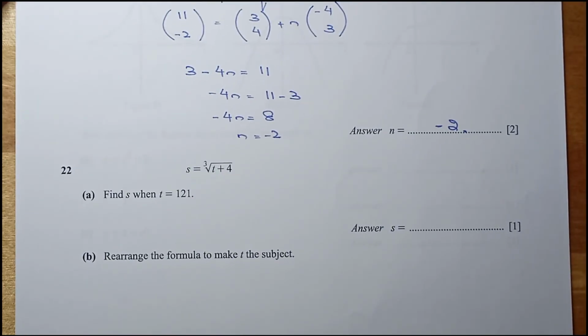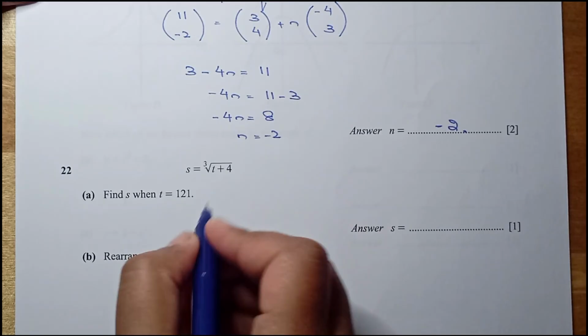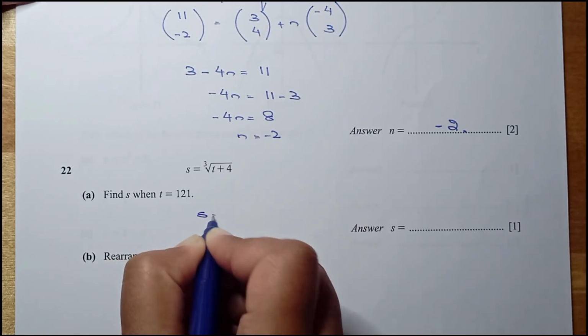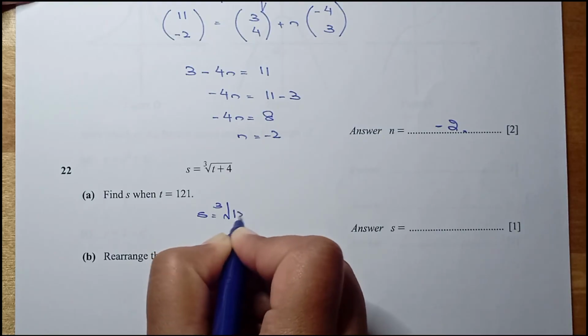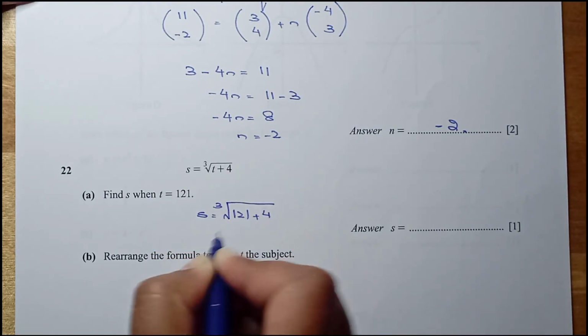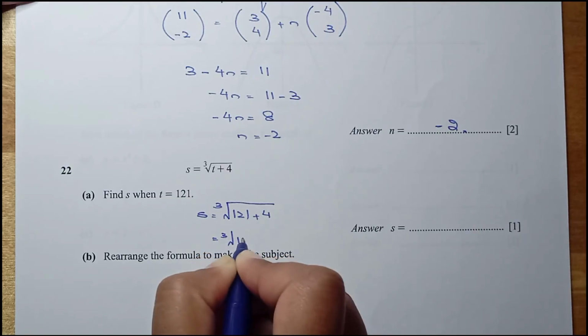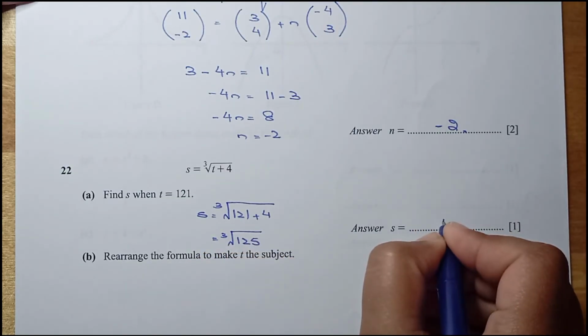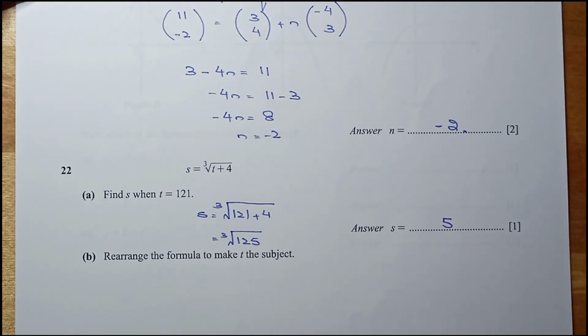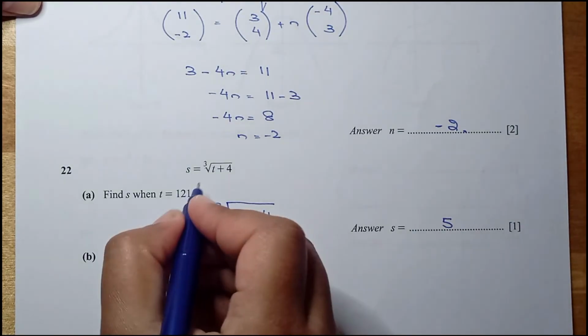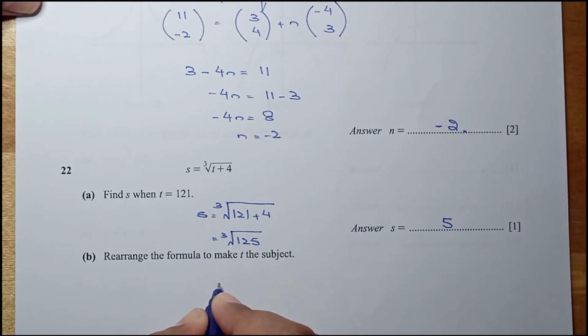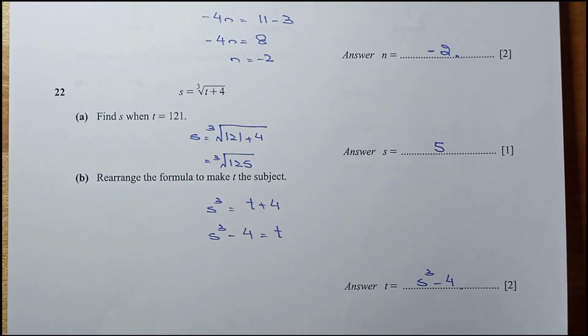Now question number 22. In A part, find S when T is 121. So we need to find S when T is the cube root of 121 plus 4, so this is the cube root of 125, and the cube root of 125 is 5. So the value of S is 5. Rearrange the formula to make T the subject. Okay, so taking the cube on both sides, S cube would be equal to T plus 4. So for T, S cube minus 4 would be equal to T. S cube minus 4 is the formula for T.